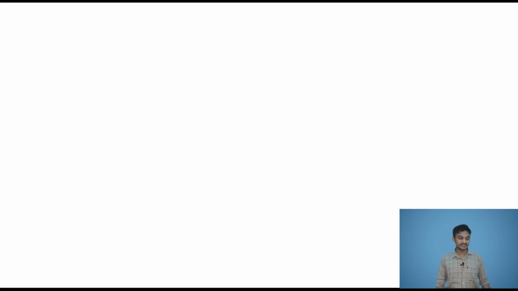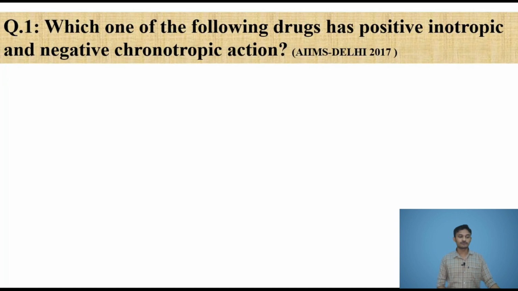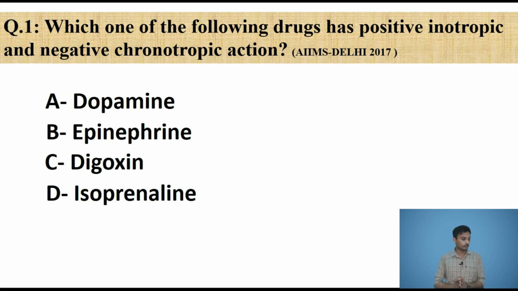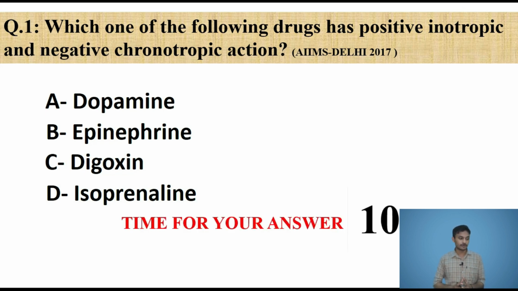The first question is, which one of the following drug has positive inotropic and negative chronotropic action? Options are option A dopamine, option B epinephrine, option C digoxin, and option D isoprenaline. Okay, now it's time for your answer. 10-second time is there. You can opt your answer.